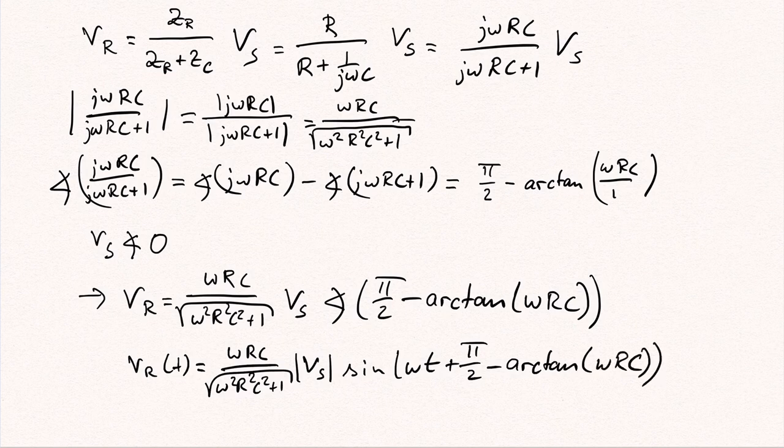Note that we assume that Vs is the length of the phasor of the source voltage, Vs. So if we want to write VR in the time domain or as a sinusoidal signal, we again have to multiply with the square root of 2.